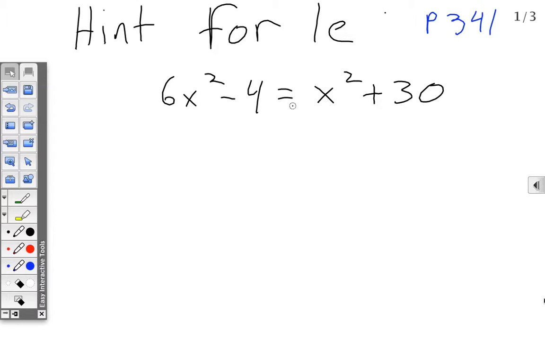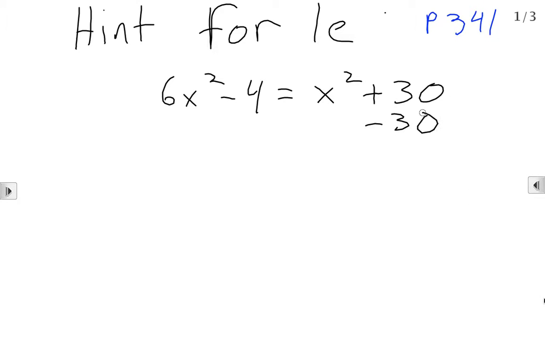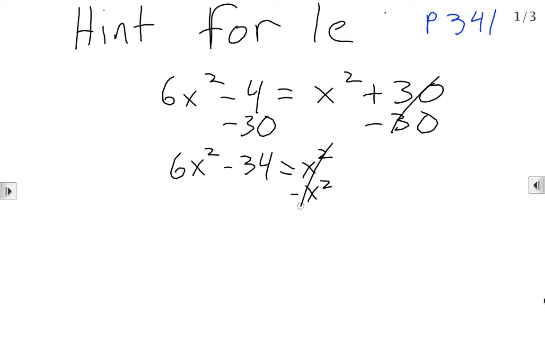At the moment, our quadratic does not equal 0, it equals x squared plus 30. So let's fix that. Let's get rid of plus 30 by subtracting, and then we'll subtract the correct terms. So 6x squared minus 34 equals x squared. Now let's get rid of the x squared by subtracting x squared. Sorry for my crooked equals. Subtract x squared. So I have 5x squared minus 34 equals 0.